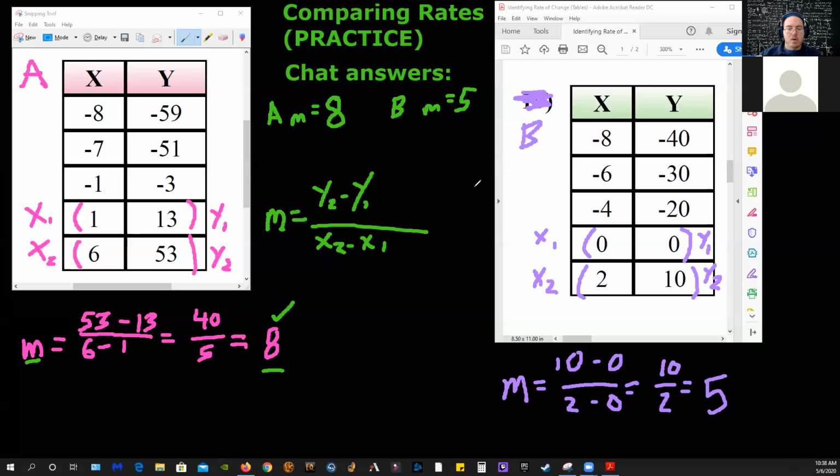Yep, so that's right. So the one with the greater slope is, what was that? Yeah, A is greater. Yep, you're right. A has the greatest slope. So if you were asked to compare rates of change between two things and you were given these tables, that's how you find their slope.